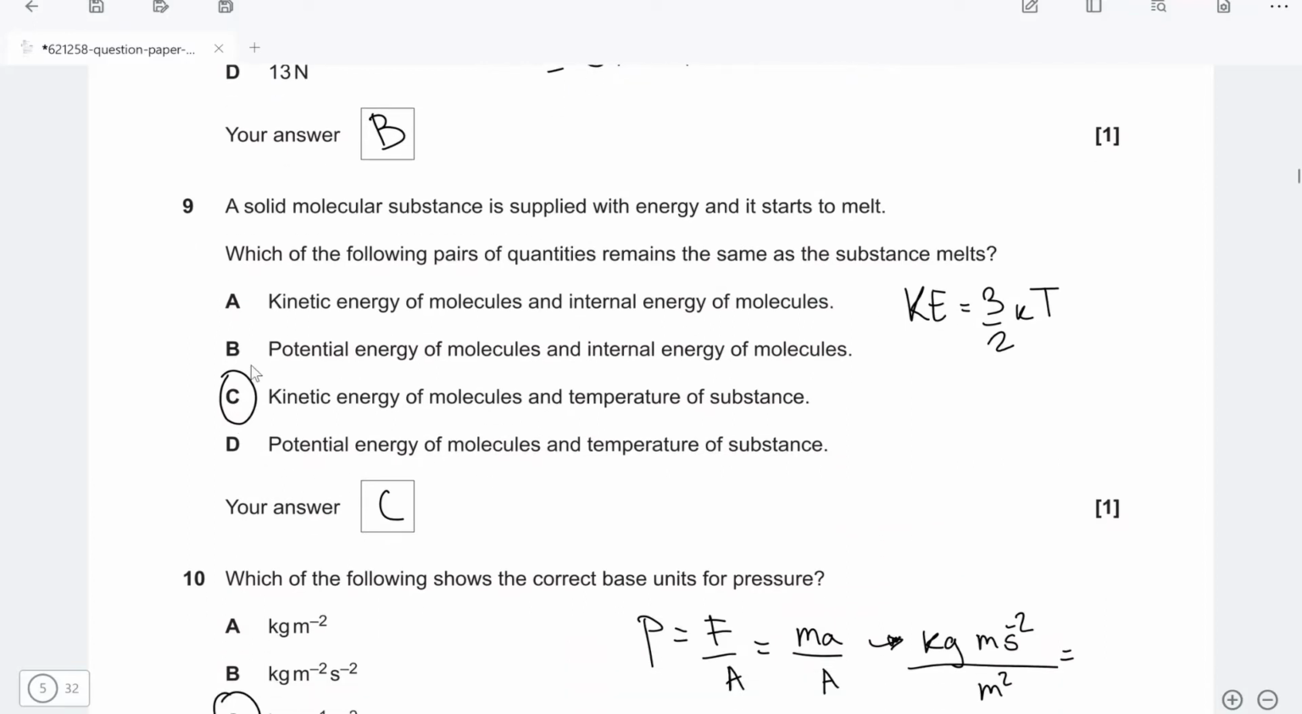Question 9, we have a solid molecular substance that is supplied with energy and it starts to melt. Which of the following pairs of quantities remain the same as the substance melts? Well, kinetic energy and temperature are directly proportional to each other. When the kinetic energy of the molecules is constant, the temperature is also constant, and that always happens during melting.